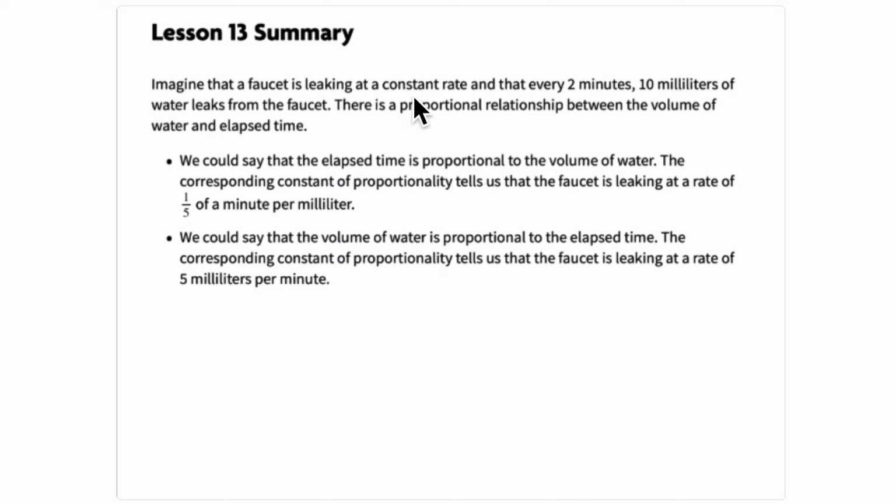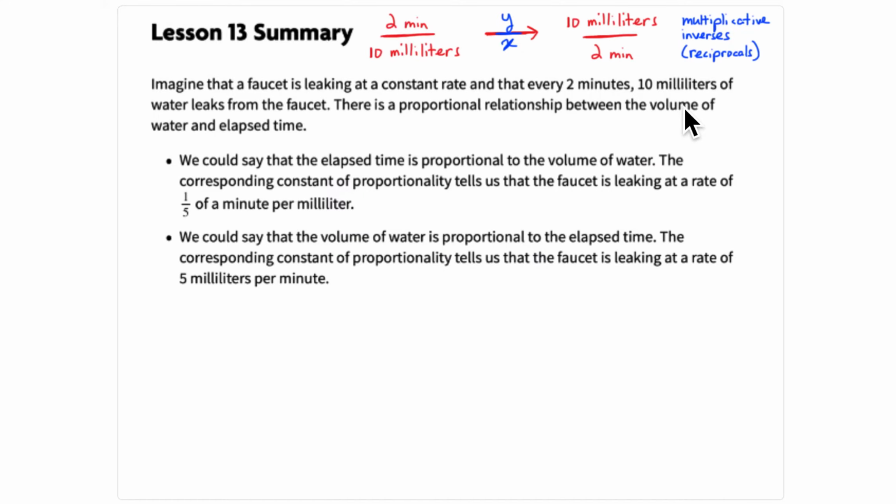So in the story for the summary, they have a faucet that's leaking. It's leaking at a constant rate, and every 2 minutes, it leaks 10 milliliters of water. So you can look at that relationship in two ways, the two graphs, the two equations. So one way is to look at it as minutes per milliliter, and eventually you want to look at how many minutes does it take to leak 1 milliliter. You want to get it down to 1 milliliter, but you're going to start with the information given, which is 2 minutes for 10 milliliters.